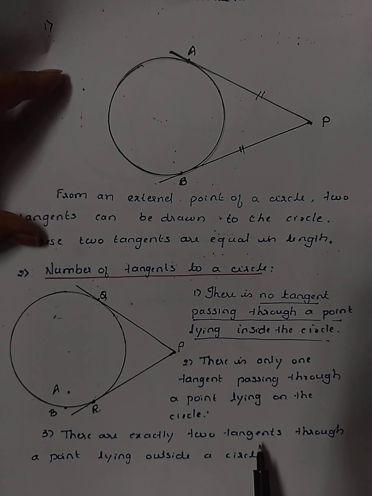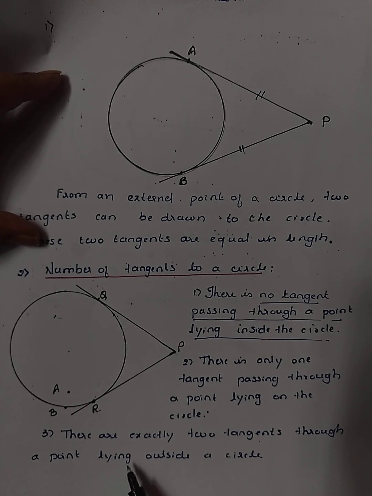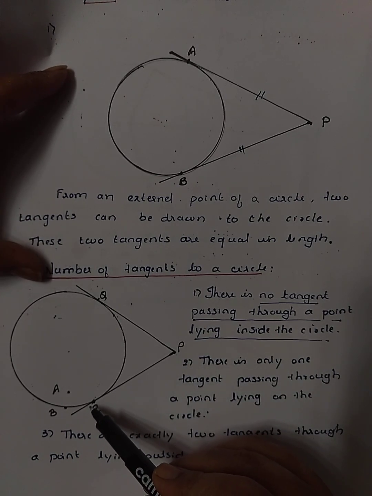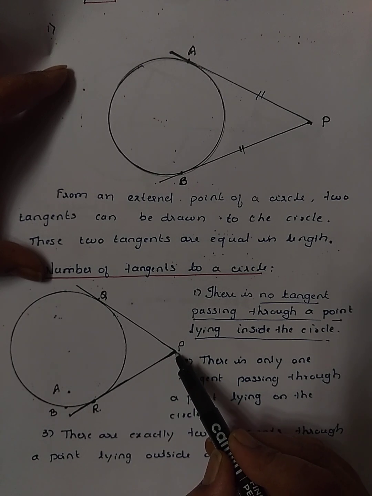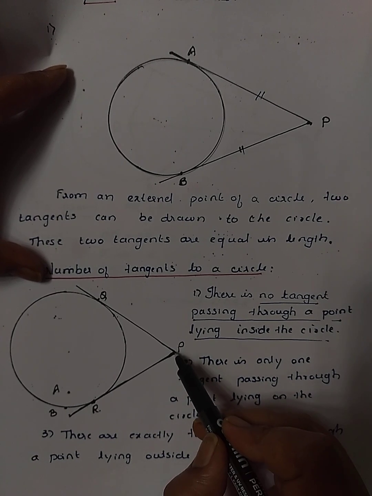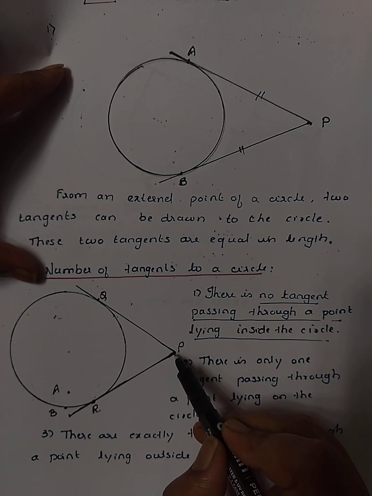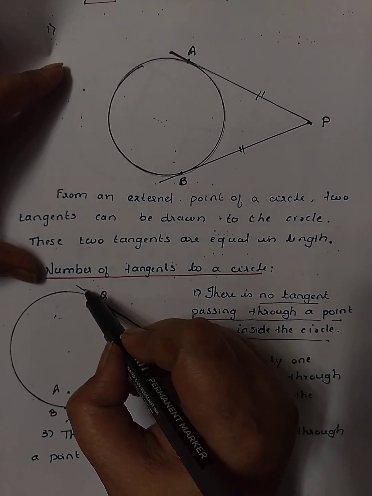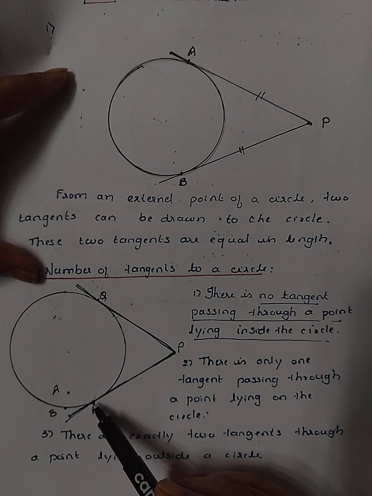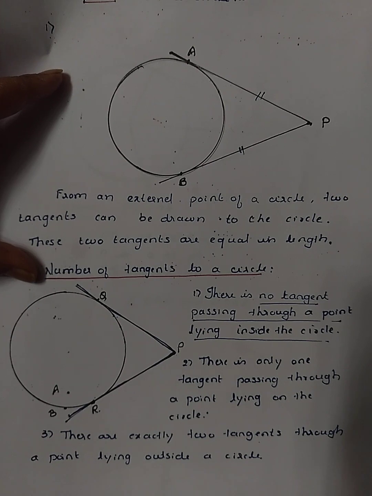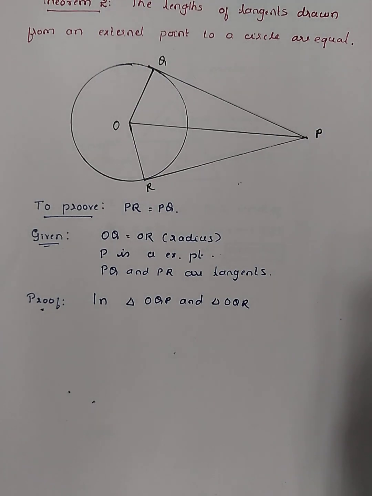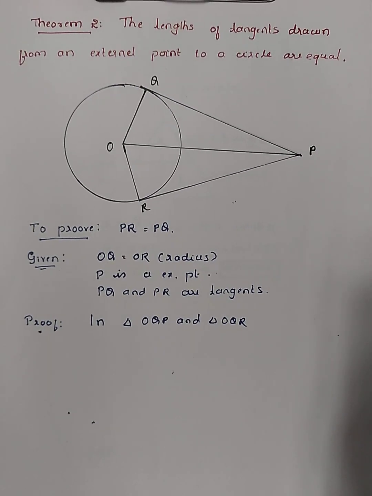And there are exactly two tangents through a point lying outside the circle. Understand the difference: from a point of contact on the circle, only one tangent can be drawn. And if there is an external point outside the circle, from this point we can draw two tangents, this one PR and PQ. Understand the difference? On the circle and outside the circle.